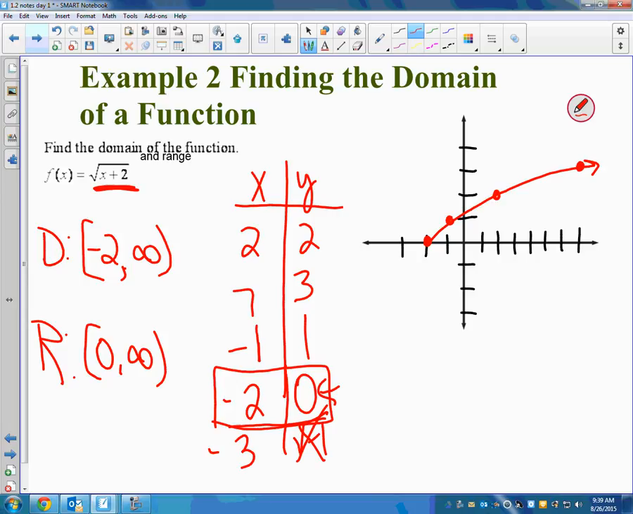Is it always necessarily going to be bigger? No. Because what if there was a negative out in front of that radical? Now that would be flipped over, and now that would be negative infinity to 0. You still might have to think about, is it going up or going down? But yes, the y value that you get there will go with that x value.